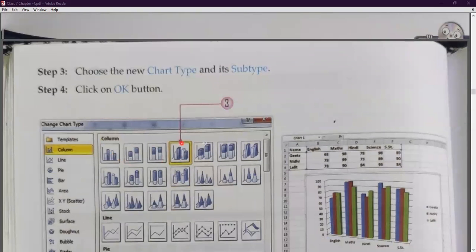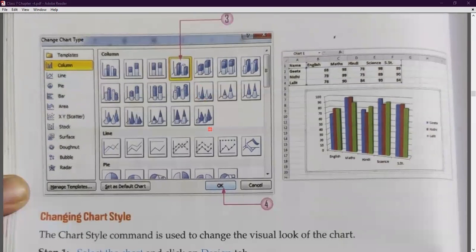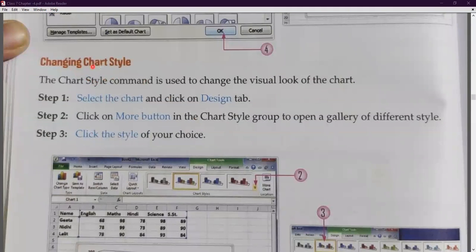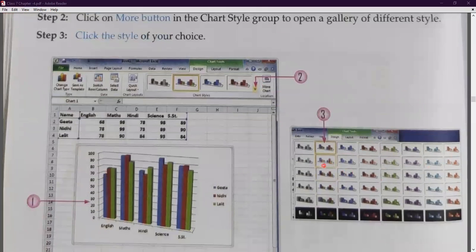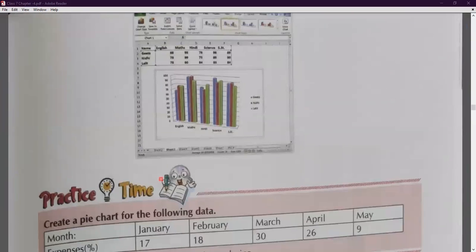So here you will find several kinds of options to change your chart type. You have to select a chart type and then your chart will be changed. Now we will understand how you can change the chart style also. So first of all, you have to select the chart and click on the Design tab. You will find the More button. Here you can see the More button, and then click on the style. So here you will find several styles. As you can see on your screen, select any one of them and your chart style will be changed.